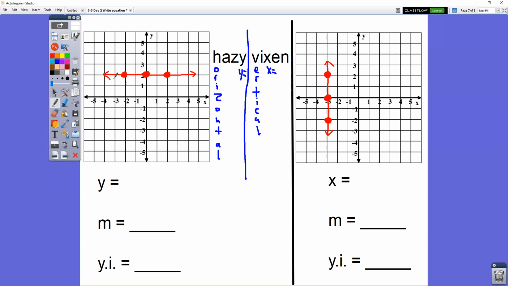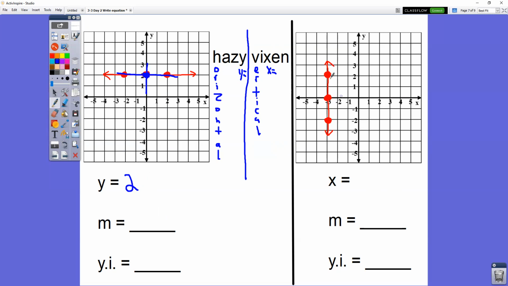Why do you need to remember that? Well, when you have a horizontal line, it's a very unique equation. It's going to be a y equals equation. And all you need to do is look at what your y values are. Where does it cross the y-axis? It crosses the y-axis right here at 2. Therefore, our equation of our line is just y equals 2. There is no x in this equation.